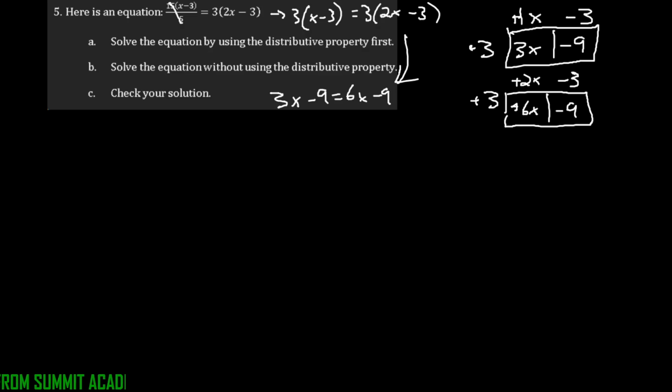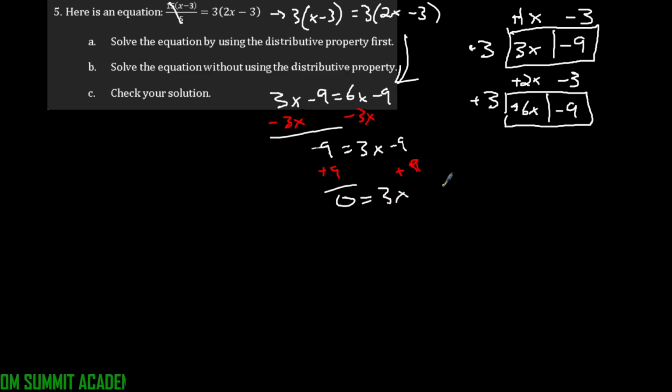So now that you have this equation, we can solve by getting rid of one of the variables on both sides. So we're going to say, all right, which one's lower coefficient, 3x or 6x? Well, I'm going to say I can subtract 3x from both sides. So this is going to be negative 9 equals 3x minus 9. Then I can add 9 to both sides. I'm going to say this is 0 equals 3x, so x equals 0.